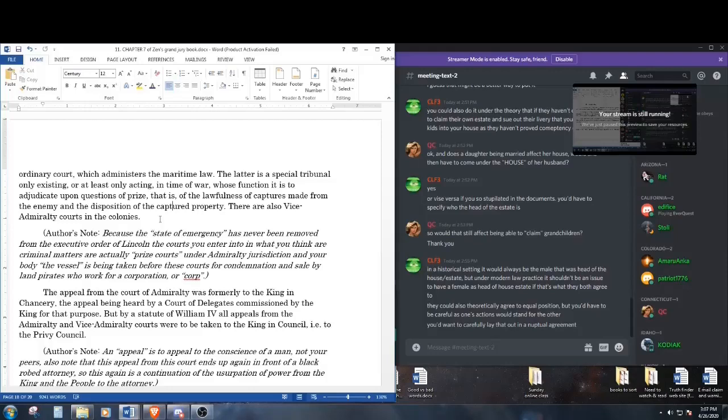So to continue my note, because the state of emergency has never been removed from the executive order of Lincoln, the courts you enter into, what you think are criminal matters, are actually prize courts under admiralty jurisdiction, and your body, the vessel, is being taken before these courts for condemnation and sale by land pirates who work for a corporation, or corp, or the cops, right? Those are the land pirates.